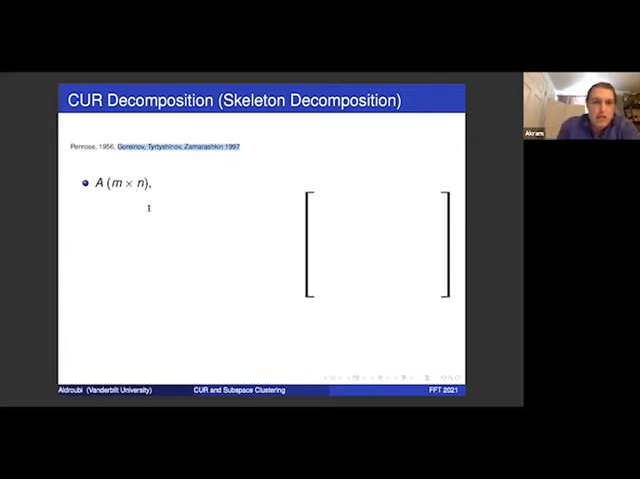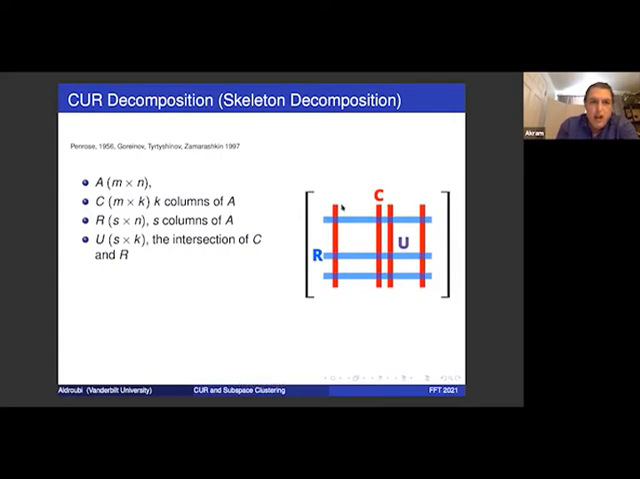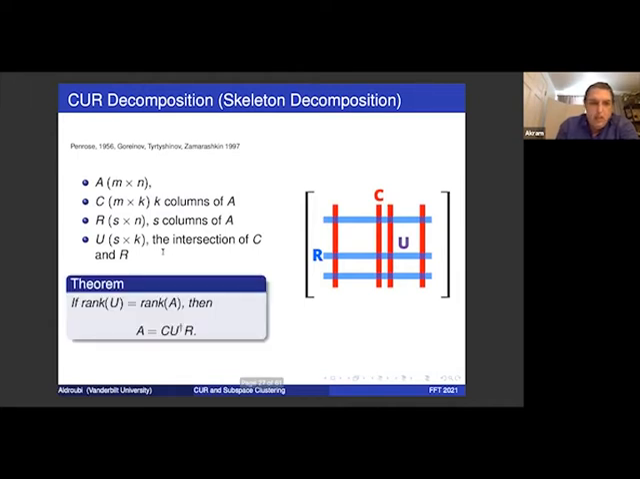So you have a matrix A, an M by N matrix, and you are going to decompose it in certain ways. First, you take K columns that you see in red. After you do that, you take R rows that you see in blue, and the intersection of the rows and columns is some matrix U. So you have K columns, S rows, and so the intersection is a matrix S times K, and there is a theorem that tells you that if the rank of A is equal to the rank of U, so the rank of these two matrices are the same, then A can be written as the columns times the pseudo inverse of U times the rows.